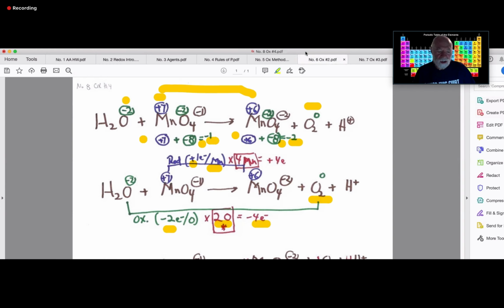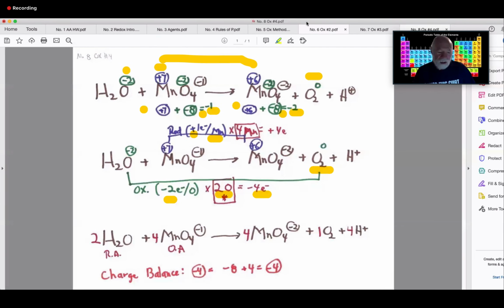So here comes the next line. And so I did what the boxes say. I took 2 oxygens by taking 2 waters, and that gives me 2 oxygens on both sides. I took 4 manganeses by writing a 4 here and a 4 here. Now to do a little cleanup, I'm depending on the hydrogens to get the hydrogens to balance. And notice on the left-hand side, I have 2 times 2, 4. So this has to be a 4.